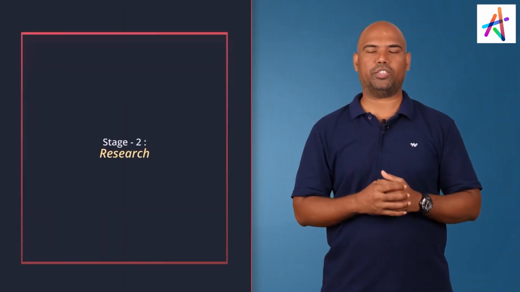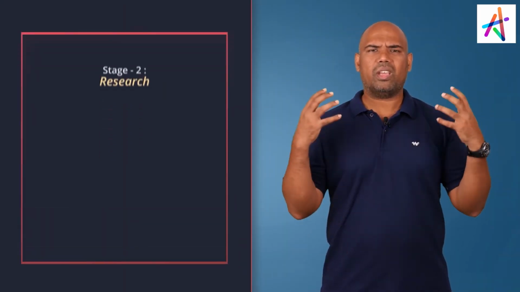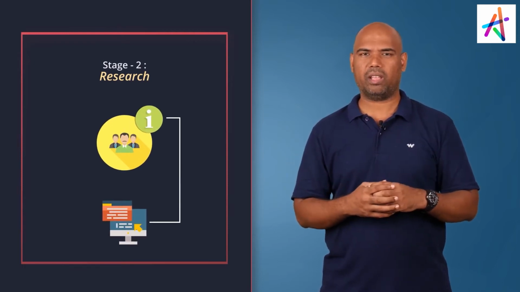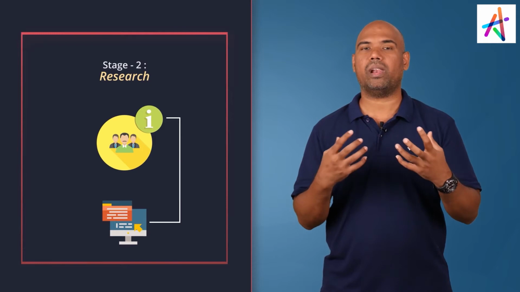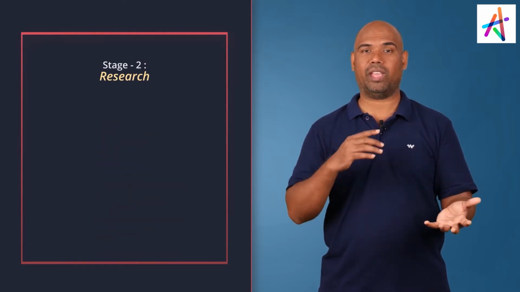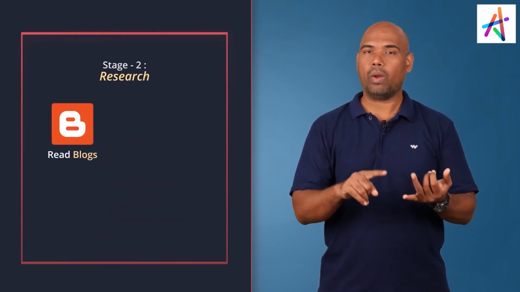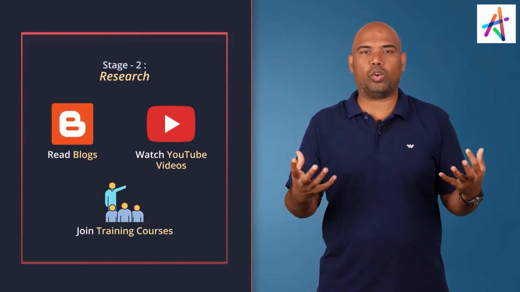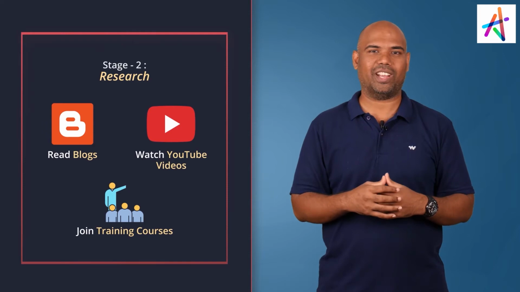Number two in the purchase funnel is research. Now, in this stage, your prospective customer knows a little bit about content marketing. He or she wants to learn a little more about that. So they start reading blogs, watching YouTube videos, maybe join a training course like we do at Knowledge Hut. And then, of course, they get a better understanding of what's going on.